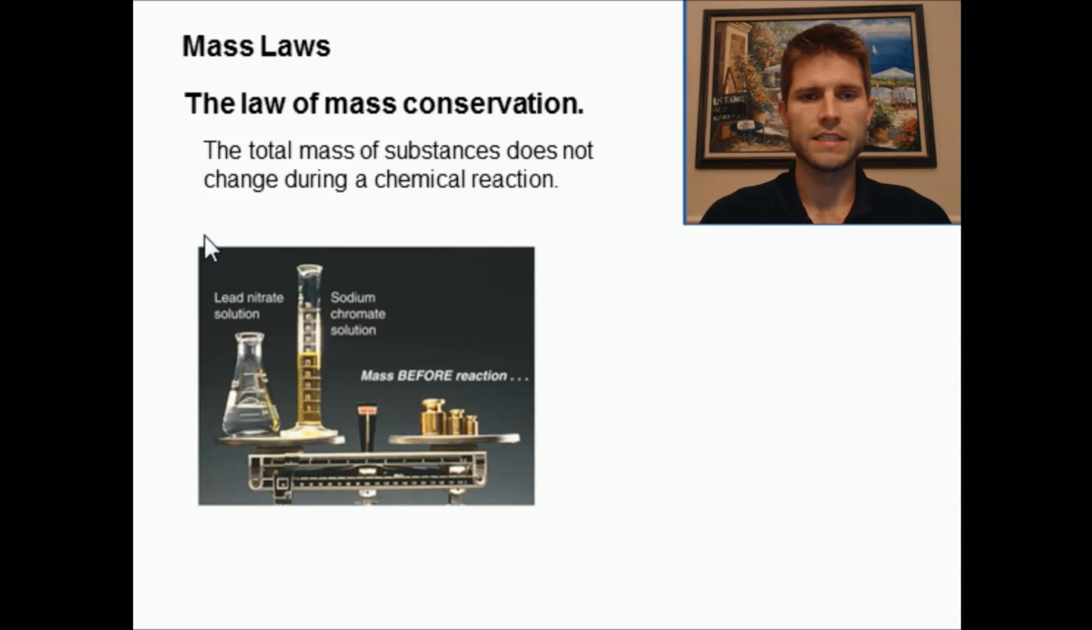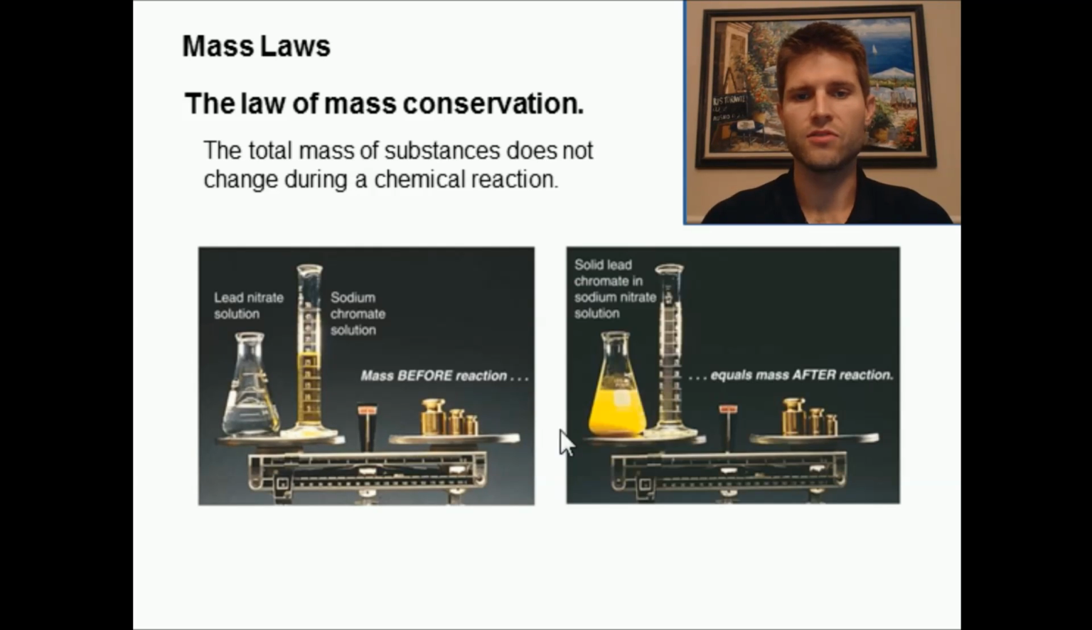So let's look at an example. Here we have two reactants. They're placed on a scale, and they weigh a certain amount. We don't know what that weight is. It doesn't really matter. We know that it's one really big weight, a medium weight, and a small weight. Now, if we were to mix these two together and a chemical reaction took place, the mass of that final product has to be equal to the mass that's here.